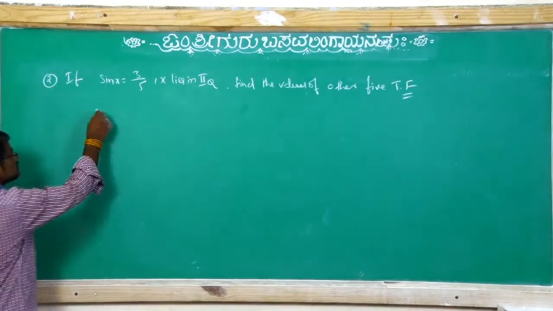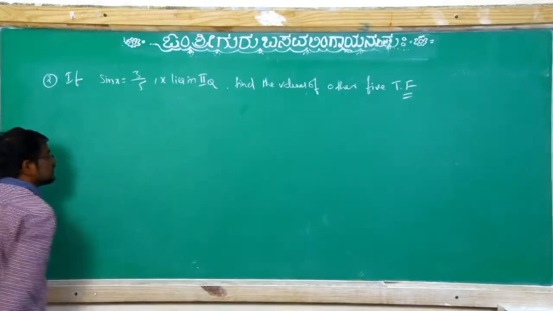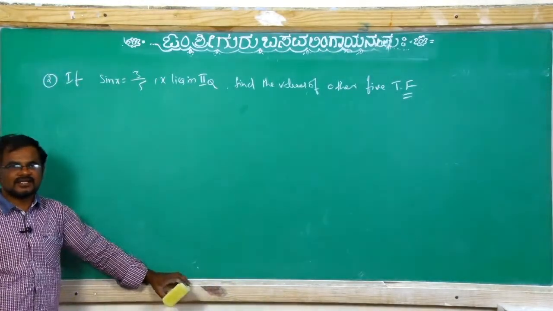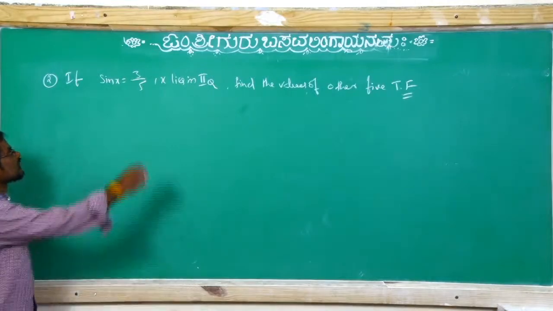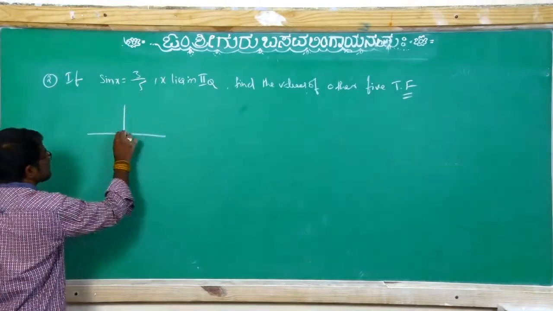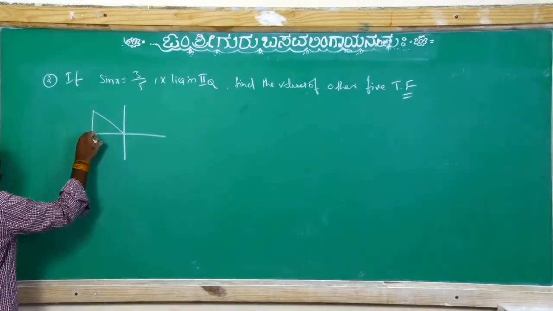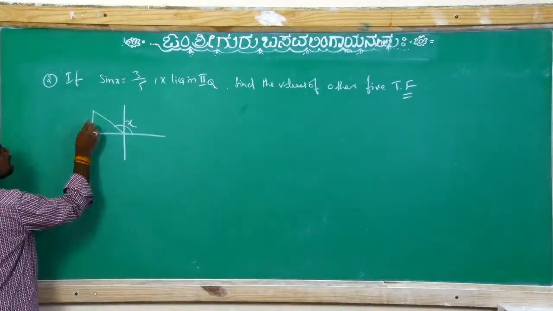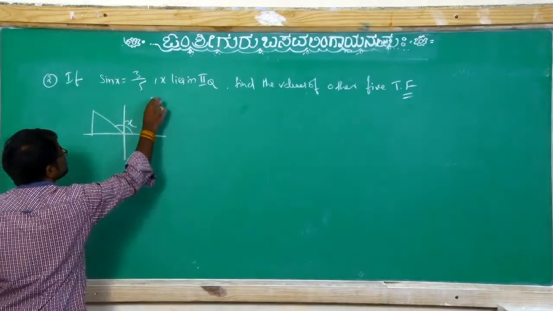X lies in which quadrant? Which method do you want, the first method or other than that? Okay. X lies in which quadrant? Second quadrant. Like this you will take. This is x. So here, what is the ratio of sine?